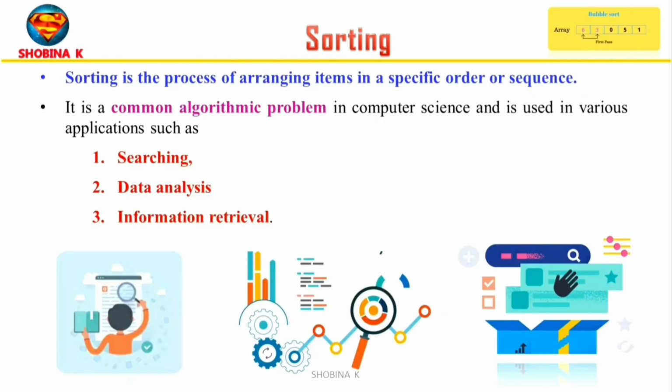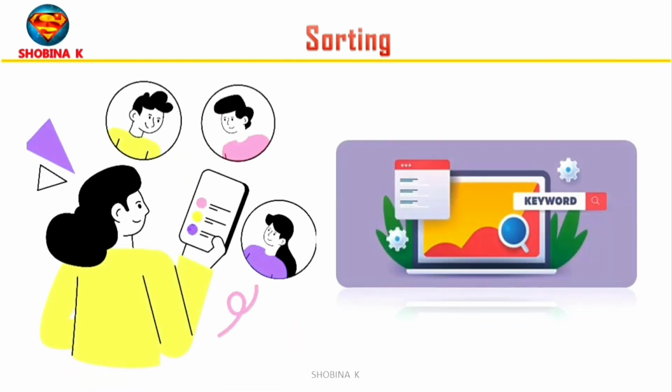Sorting is the process of arranging items in a specific order or sequence. It is a common algorithmic problem in computer science and is used in various applications such as searching, data analysis, and information retrieval. In other words, sorting is also used to represent data in a more readable format. Some real-life examples of sorting are the contact list in your mobile phone and keywords in your book.